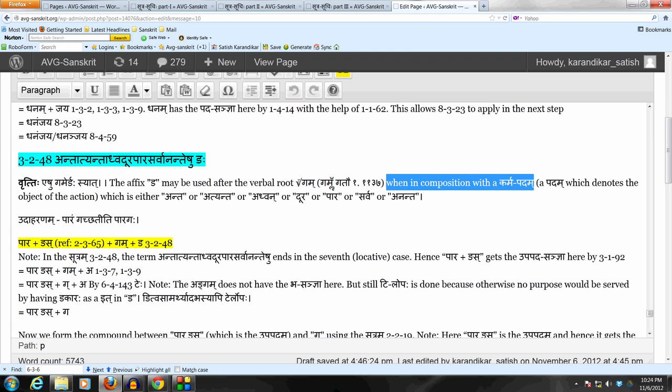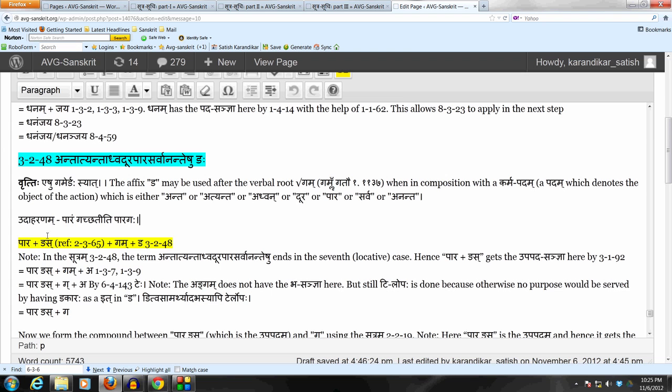So let's take a look at a quick example. Param gacchati iti paragaha. One who goes to the shore. Basically, one who goes to the other side. So figuratively, it means one who masters the subject, one who goes to the end of something, goes to the other shore of something. So one who becomes an expert in that. So paragaha, you can say Veda paragaha, means one who has gone to the other end of the Vedas. So one who has mastered the Vedas. So paragaha is used like that. So not only physically going to the other shore, but also going to the other shore in terms of mastering a subject.